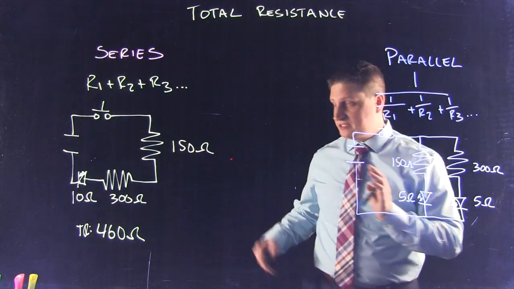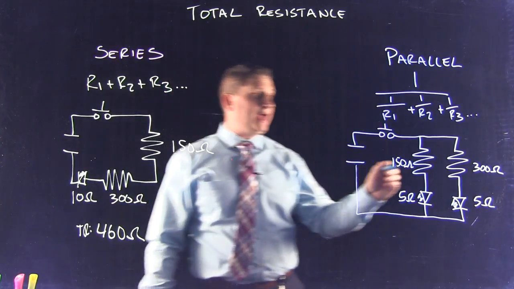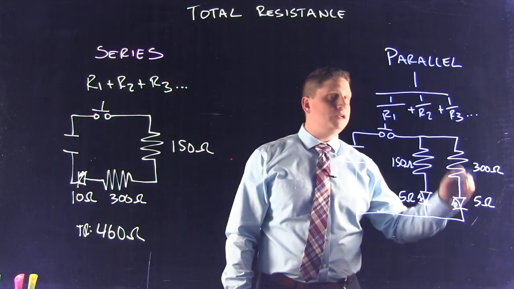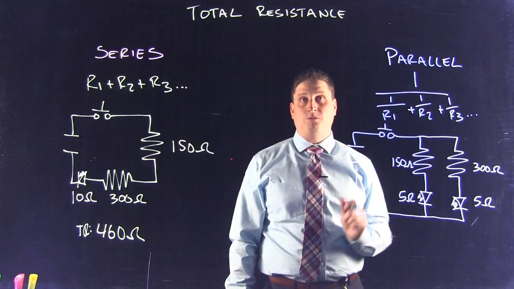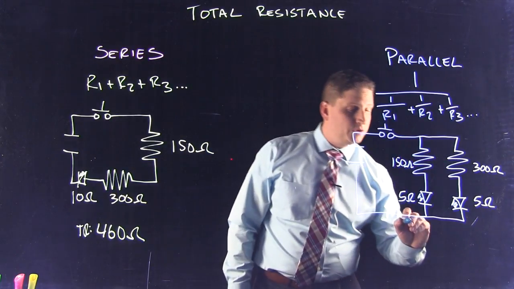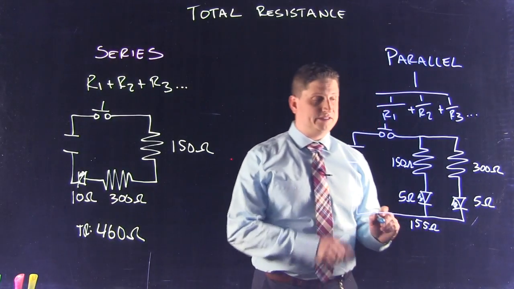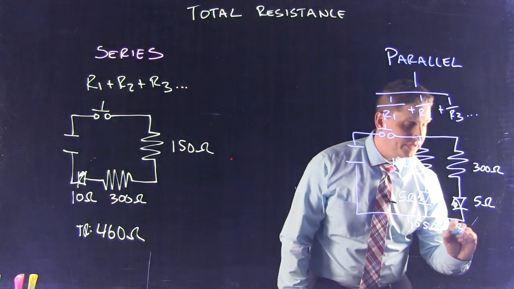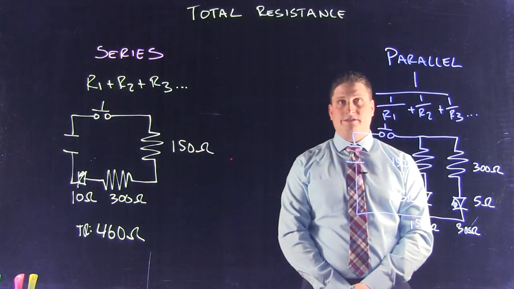I need to first take the total resistance for a series circuit to add the values of my individual legs, because on my parallel leg, I now have a small series circuit. This one will be 155 ohms of resistance. This one will be 305 ohms of resistance.